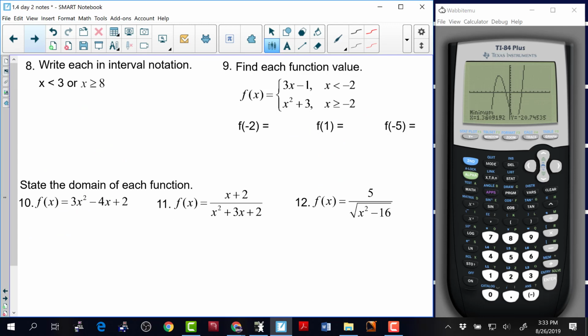Write each in interval notation. x is less than 3. Negative infinity to 3, union with 8 to infinity.